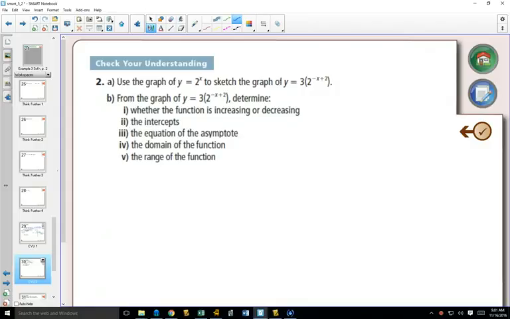So here they've told us what the parent graph is supposed to be. That was nice of them. Use y equals 2 to the x. And we have to graph y equals 2 to the negative x plus 2.